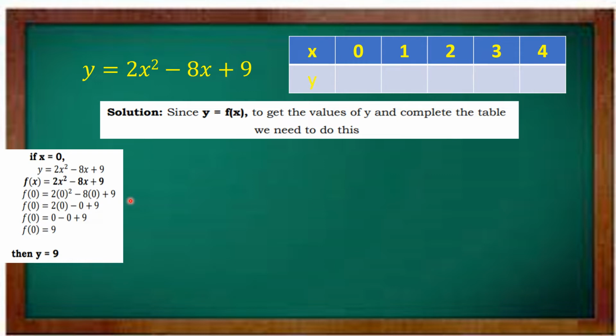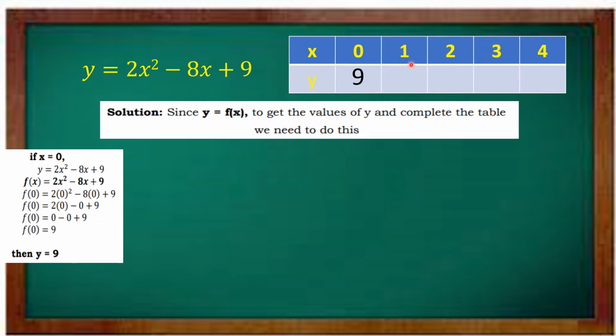So we follow PEMDAS. We start with the exponent. What is 0 squared? It is still 0. Then copy the rest. 8 times 0 is 0, so minus 0. Then 2 times 0 is 0. So 0 minus 0 is equal to 0, plus 9. So we come up with a value of 9. That will be our first value of y.